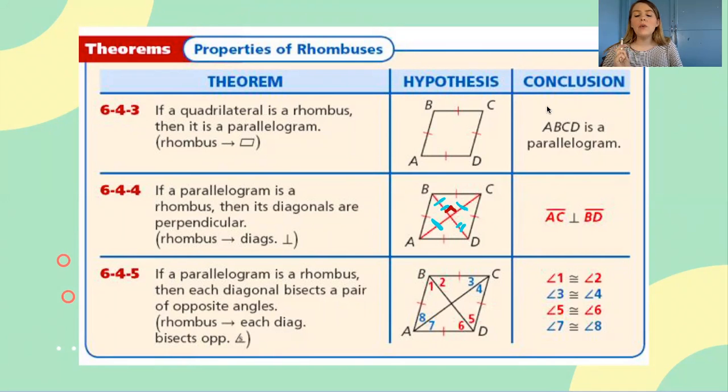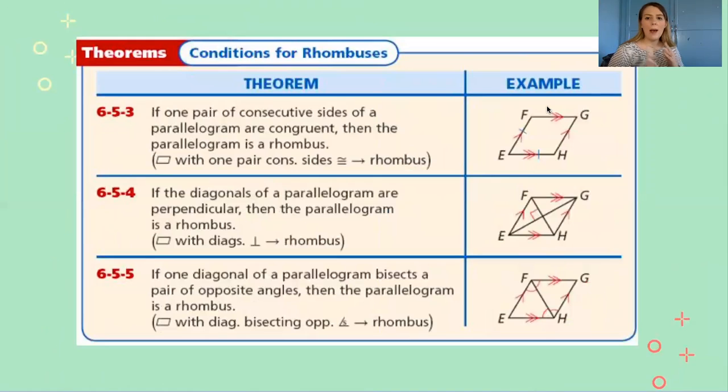Finally, a rhombus's diagonals bisect the angles. So notice what's happening. They create opposite angles. Look at all that becomes congruent because it is a rhombus. The diagonals will bisect the angles perfectly. Other theorems are the opposite.